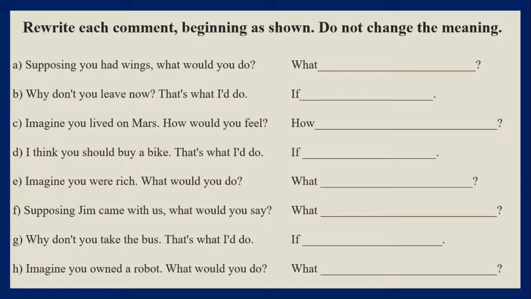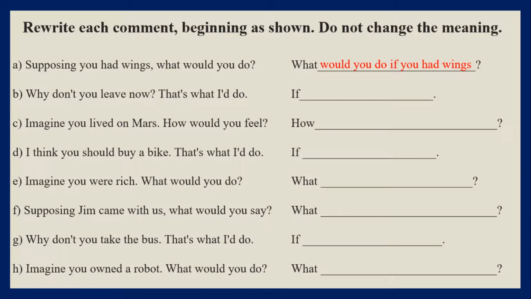Remember, if is not the only option for us as the condition word. We could use other condition words like assuming, providing, provided, as long as, when, and so on. In here we are using supposing. Supposing you had wings, what would you do? So the answer is, what would you do if you had wings? This is a second conditional, obviously an imaginary situation, because we don't have wings.